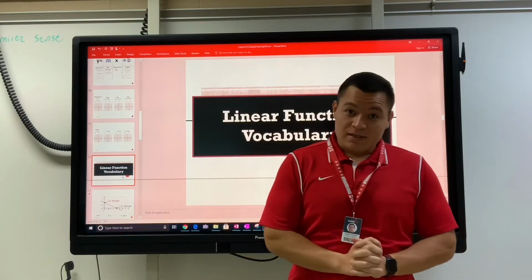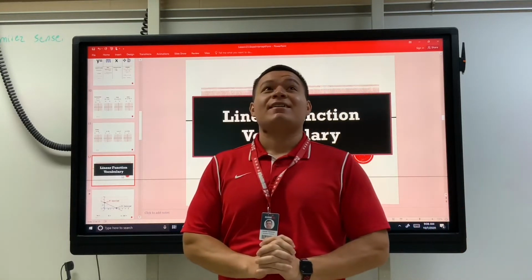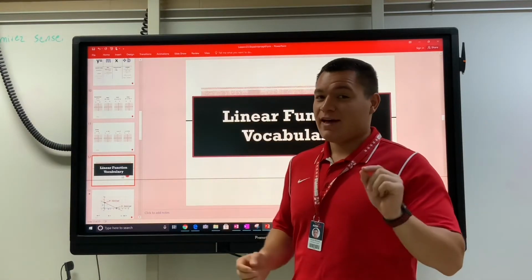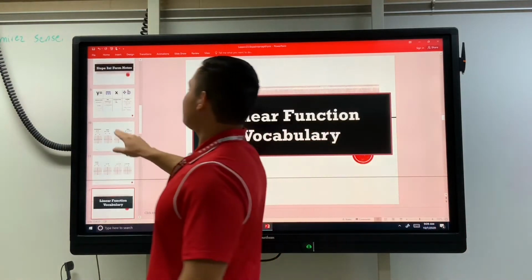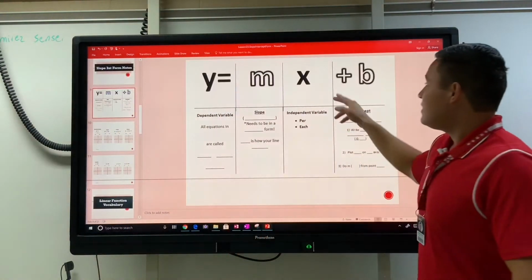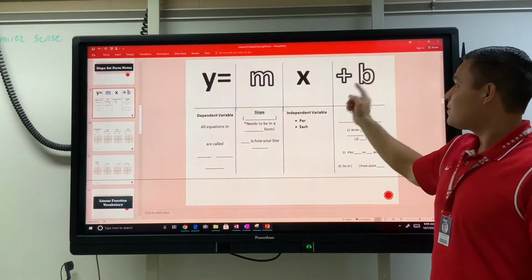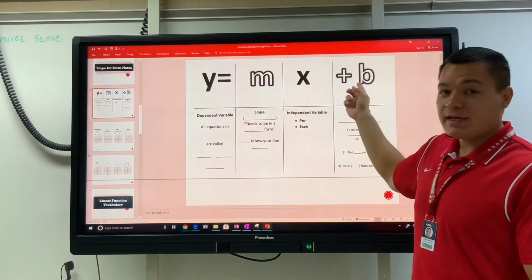Everybody. Today I need to tell you that I almost lied to you. So I've been telling you a bit of a half-truth up until now. We have been saying that the slope-intercept form is y equals mx plus b, and that b is the y-intercept.